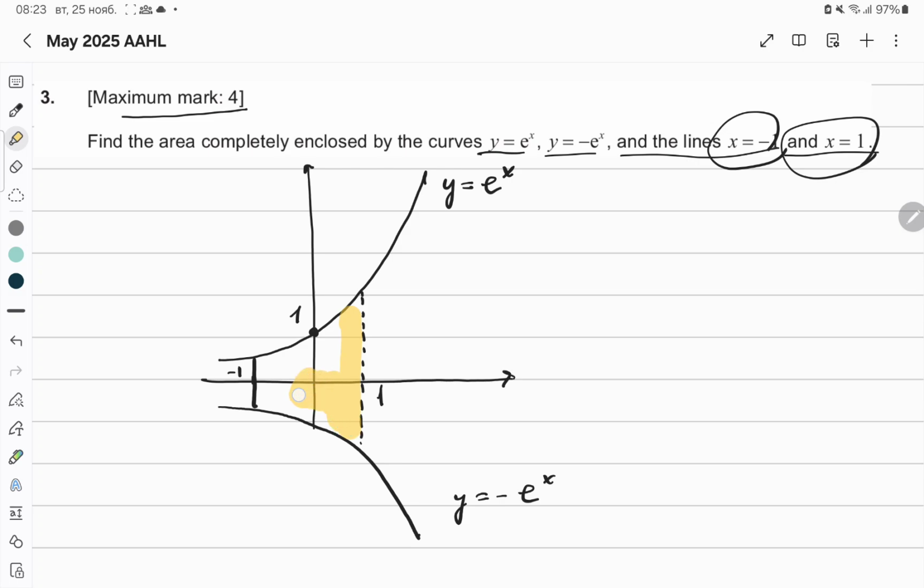We have to find this area. There are two ways we can solve it. The first way is the easier way. We can just find this area, guys, this upper area, and then just multiply it by 2, because the second part is exactly the same in terms of area. Okay, let's find the area of that one. We use the integral from negative 1 to 1. This one I'm just underlining here, and we're just plugging the function in, e to the x dx.